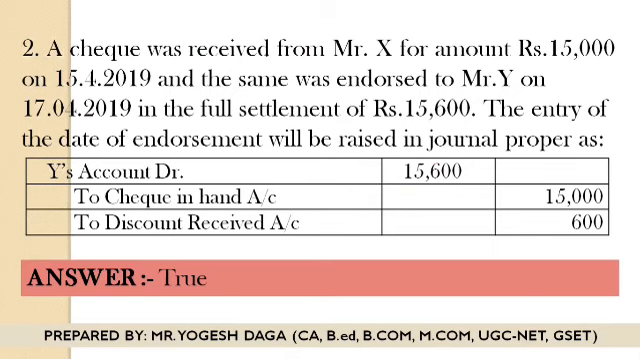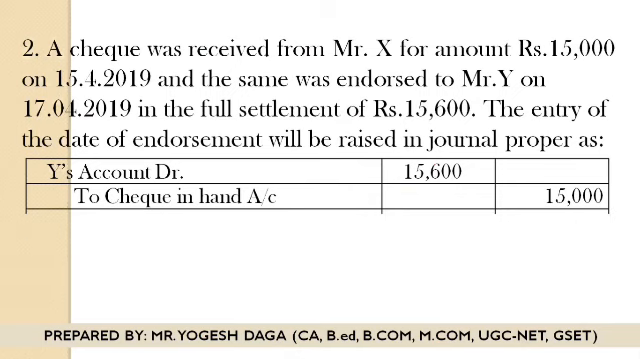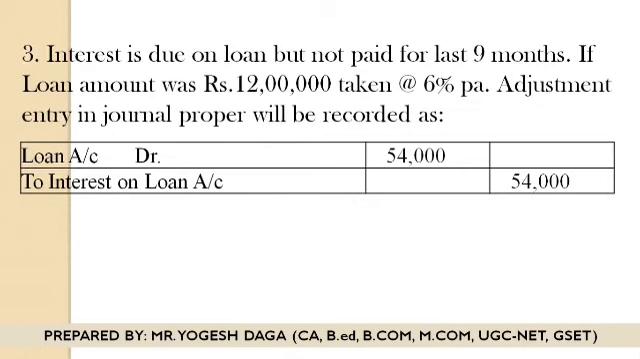So next question here on the screen. Third question: interest is due on loan but not paid for the last 9 months. It means the interest payment has occurred, we have to pay but so far we have not paid it.